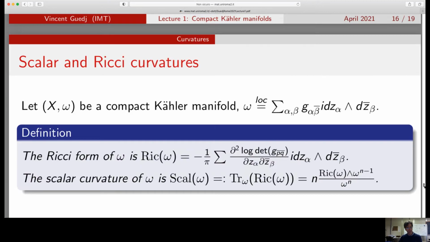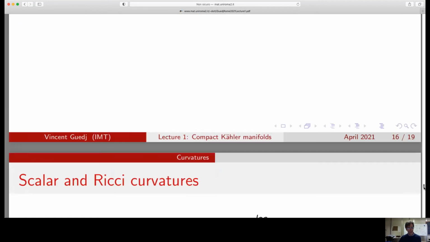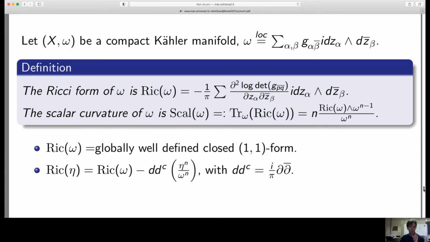The scalar curvature is instead a trace with respect to the metric g or the form omega of the Ricci, which can be written as n times Ricci wedge omega to the n minus 1, divided by omega to the n. As we said, this is globally well defined. And moreover, you can see from the local expression that if you take two Kahler forms, eta and omega, then the Ricci of eta and the Ricci of omega differ by dd^c of something. Therefore, they define the same cohomology class.